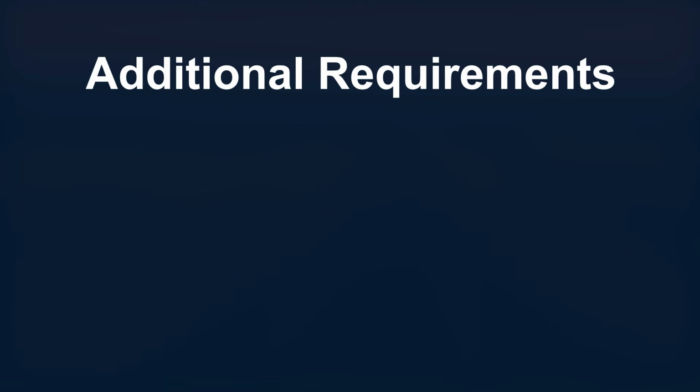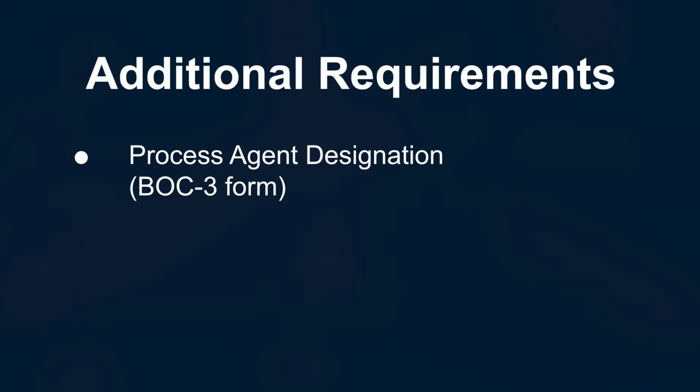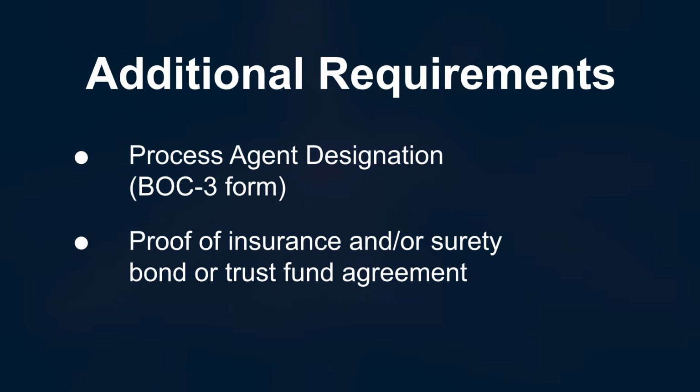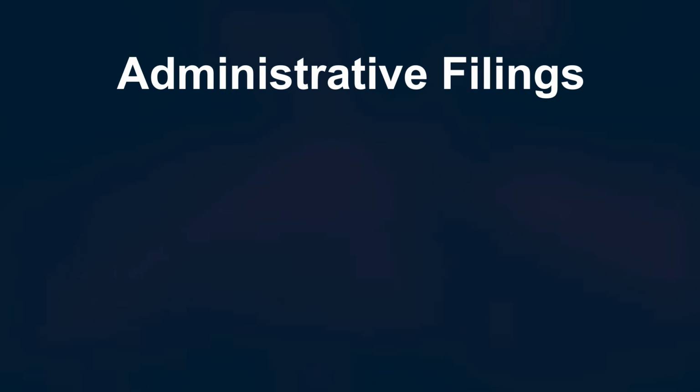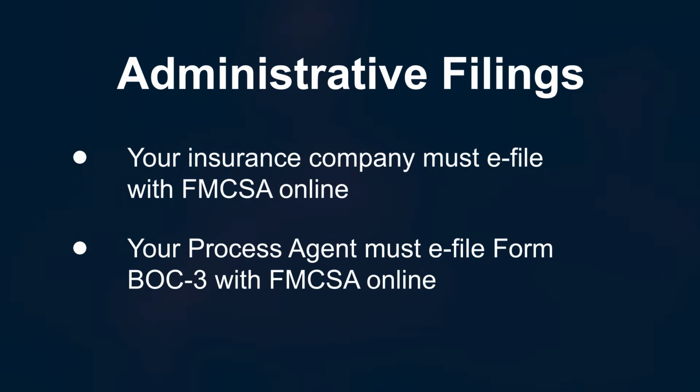Once your application is reviewed and accepted, and before FMCSA grants you operating authority, you must comply with all the additional application requirements, including your process agent designation or BOC3 form, proof of insurance and/or surety bond or trust fund agreement. Your insurance company must e-file your proof of insurance with FMCSA online, and in order to submit the BOC3 form, you will need to designate a process agent by having them e-file the documents with FMCSA. A broker or freight forwarder that does not operate commercial vehicles may file a BOC3 form on their behalf in their state.